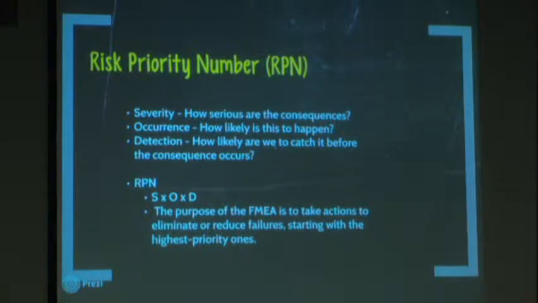So you take severity, occurrence, and detection, you multiply those 3, and that gives you a number. If each of those is between 1 and 10, that'll give you a number between 1 and 1,000. If you're leaving out detection, it'll be a number between 1 and 100.